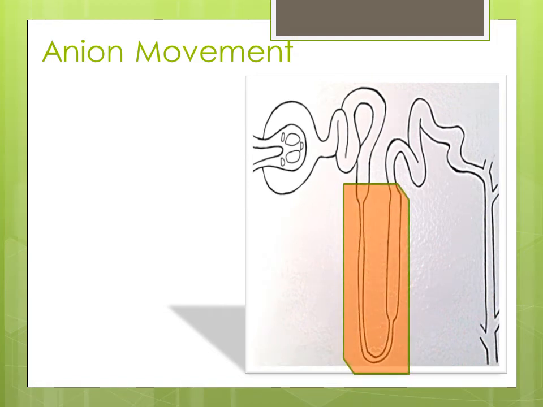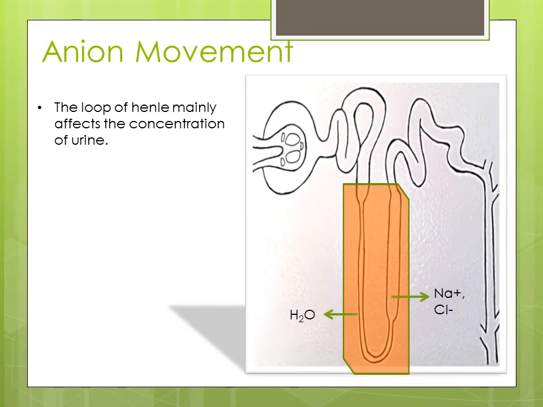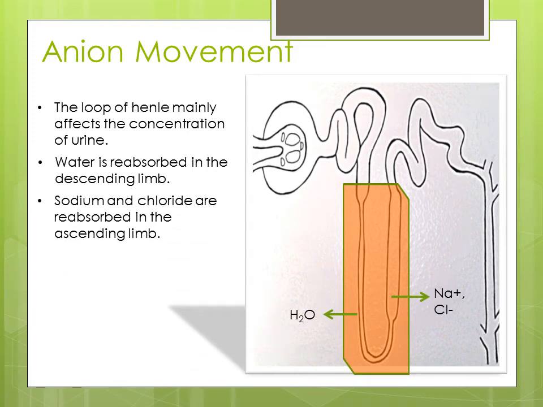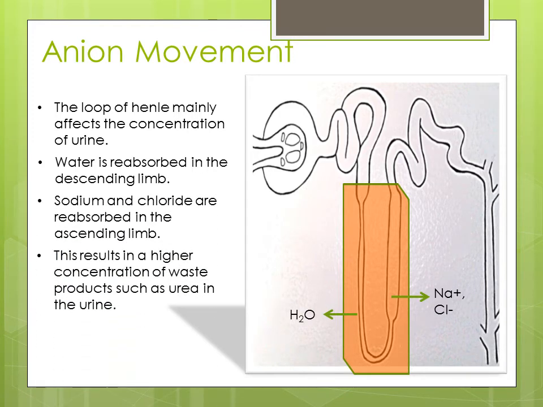The loop of Henle mainly affects the concentration of urine. Water is reabsorbed in the descending limb, and sodium and chloride are reabsorbed in the ascending limb. This results in a higher concentration of waste products, such as urea, in the urine.